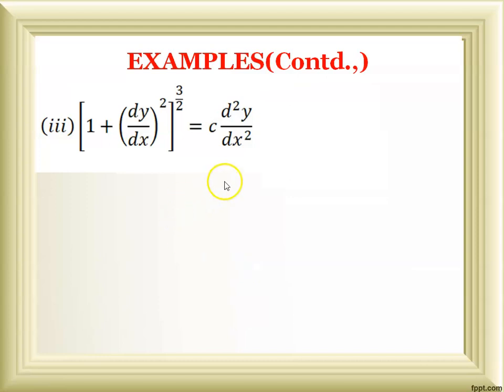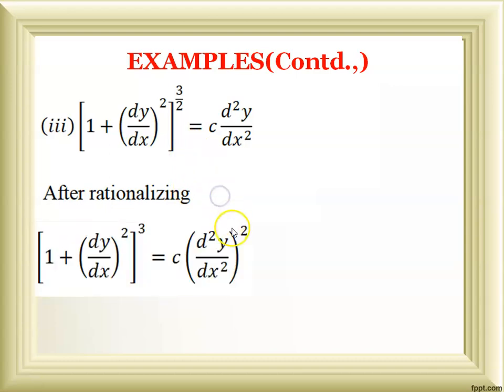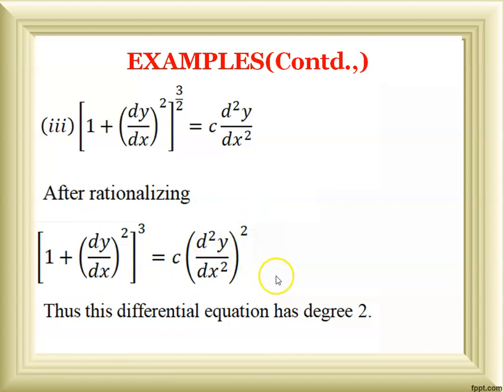So look at the next example. Here the whole power we are having is a rational number. For such kind of cases we must rationalize at first. After rationalizing we must look at the highest derivative power. So therefore the highest derivative power here is 2. So therefore this particular equation's degree is 2.